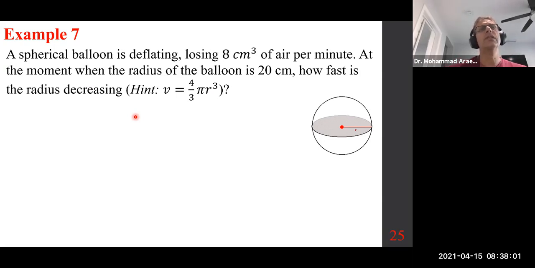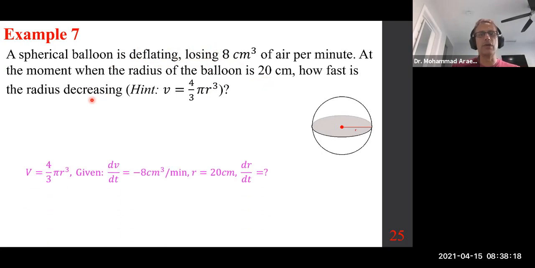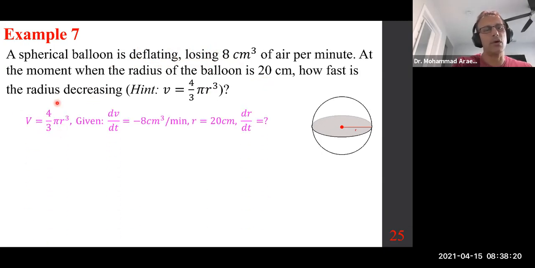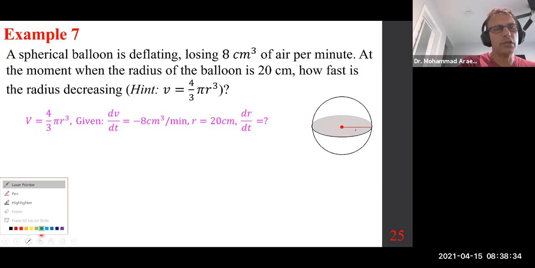before. So what is given? The reason I picked this question, because dV/dt is given, and because of deflating or losing, that means negative. At the moment when r is 20, we want to see dr/dt. So the translation goes as follows. This is the volume. dV/dt is negative 8 cubic centimeters per minute. When r is 20, dr/dt is missing. We have done this before, so let me just quickly show you.